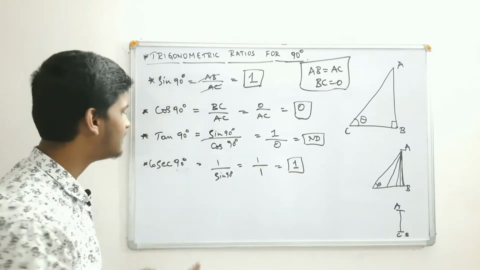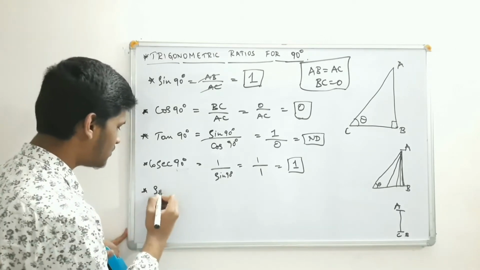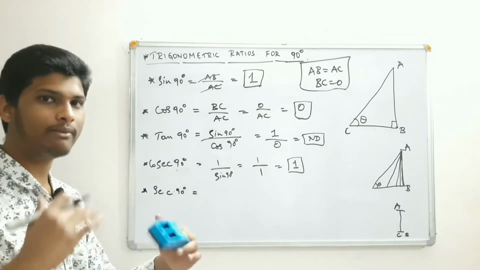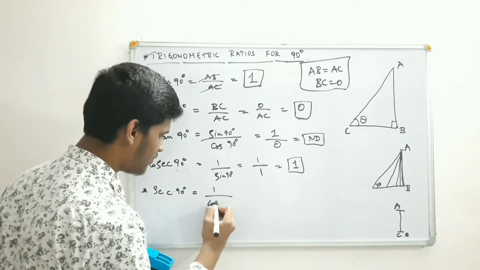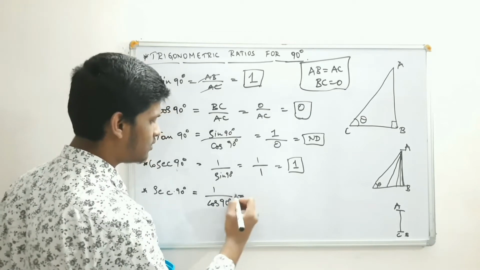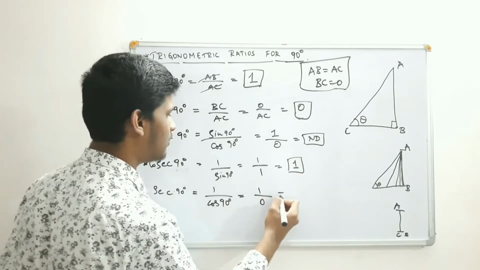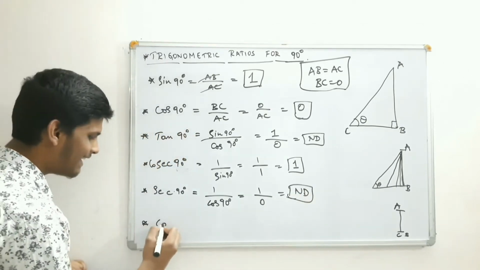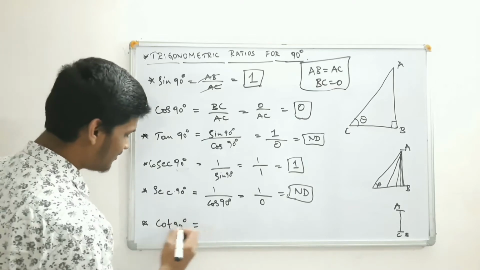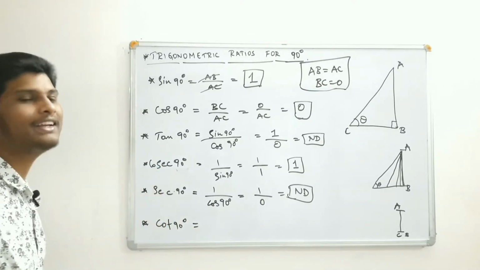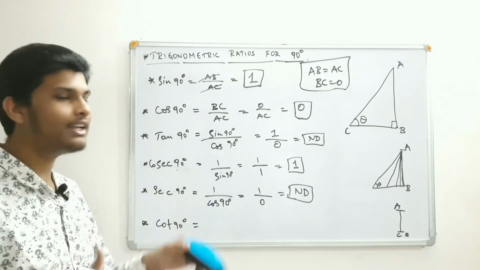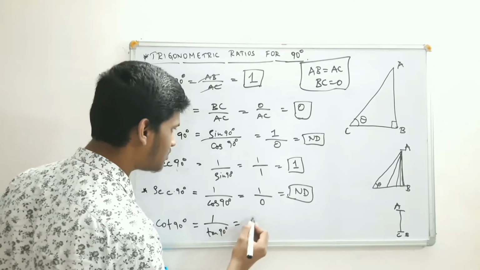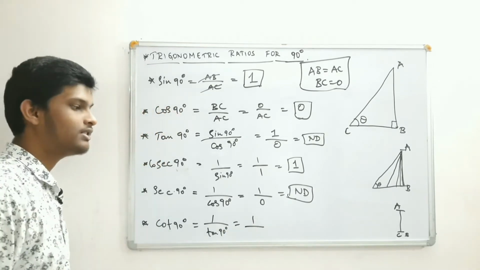Are you getting it? Yes. So next, secant 90 degree is 1 by cos 90 degree. Cos 90 degree is 0, 1 by 0 is again not defined, so we write it not defined. Next cot 90 degree. Cot 90 degree is 1 by tan 90 degree, or cos 90 degree by sin 90 degree. Let's write 1 by tan 90 degree. Tan 90 is not defined.